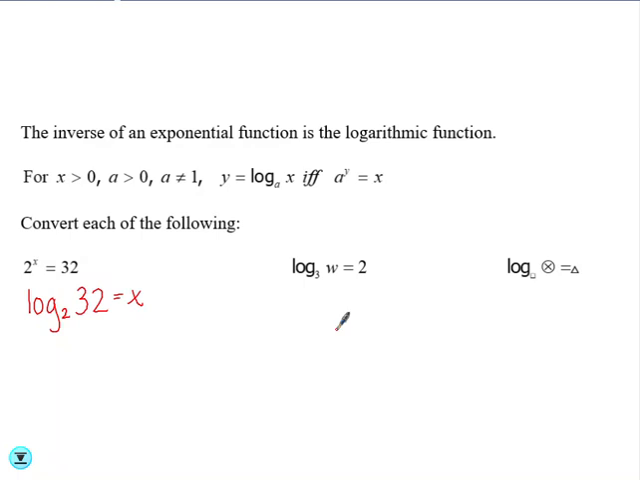If we have log base 3 of w equals 2, and we convert this to exponential form, then we have 3 squared equals w. Lastly, we have a log that just has a whole bunch of symbols. You can still manipulate these in the same way. Log base square of circle with an x in it equals triangle would be rewritten as square to the triangle equals circle with an x in it.